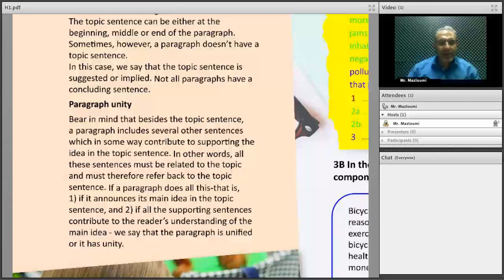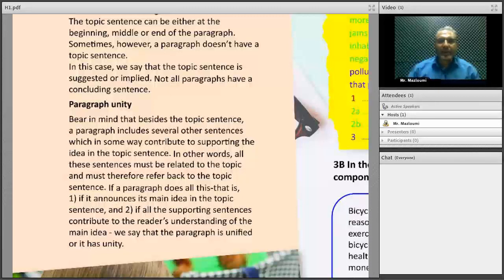In other words, all these sentences must be related to the topic sentence, to the topic, and must therefore refer back to the topic sentence. If a paragraph does all this, that is, 1. If it announces its main idea in the topic sentence, and 2. If all the supporting sentences contribute to the reader's understanding of the main idea, we say that the paragraph is unified or has unity. So, again, let's just summarize it.